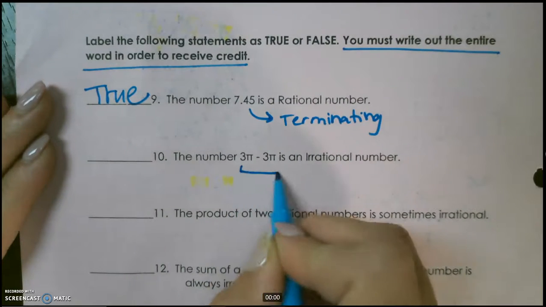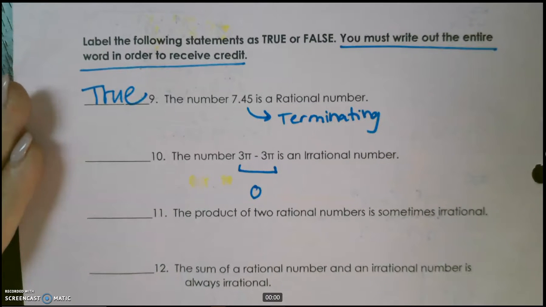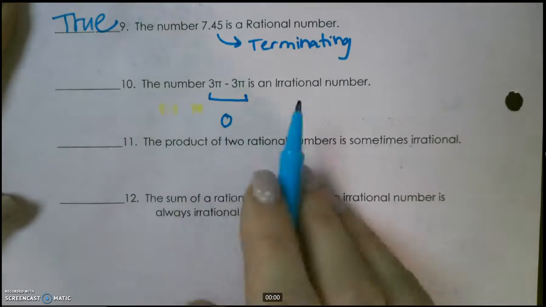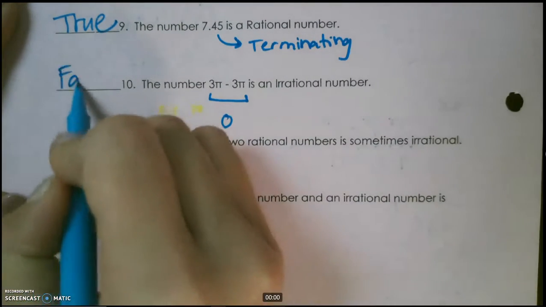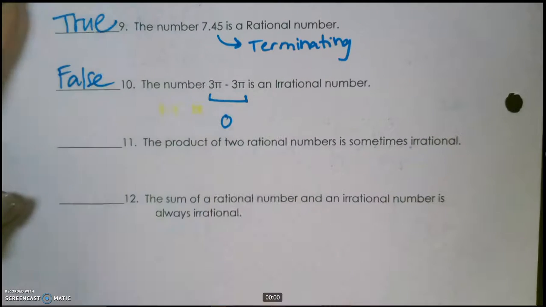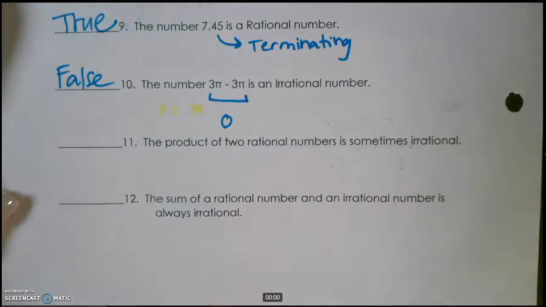Well, let's simplify this. 3 pi minus 3 pi is 0. If you have 3 pi's and I take away 3 of them, you have nothing. Just like in this example up here we were talking about. Okay, so is 0 irrational? No. 0 is one of our whole numbers or integers, which we know fall underneath the rational category. It's terminating. Okay, let's go to the next one.